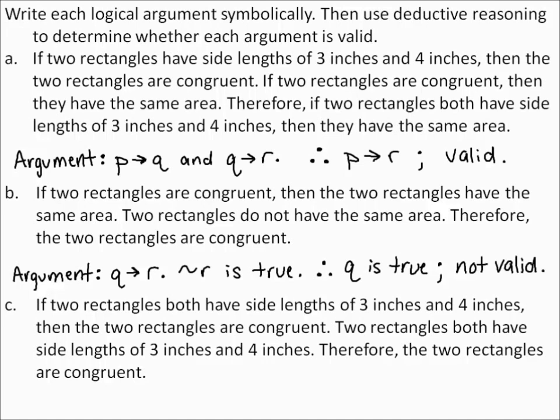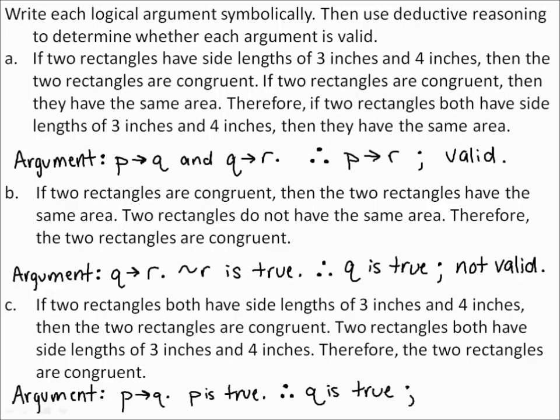C. If two rectangles both have side lengths of 3 inches and 4 inches, then the two rectangles are congruent. Two rectangles both have side lengths of 3 inches and 4 inches. Therefore, the two rectangles are congruent.